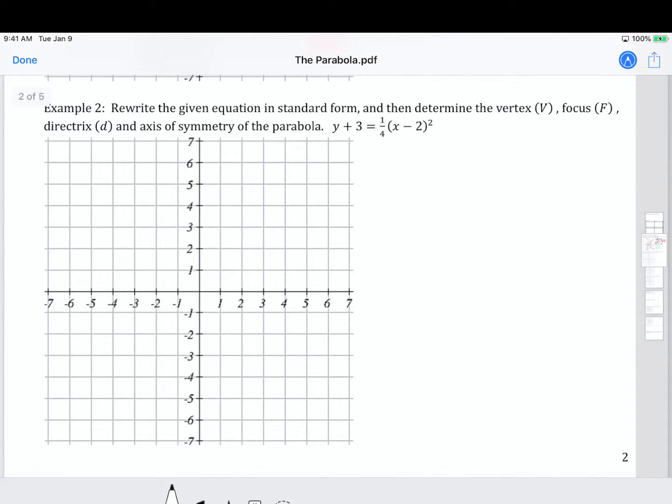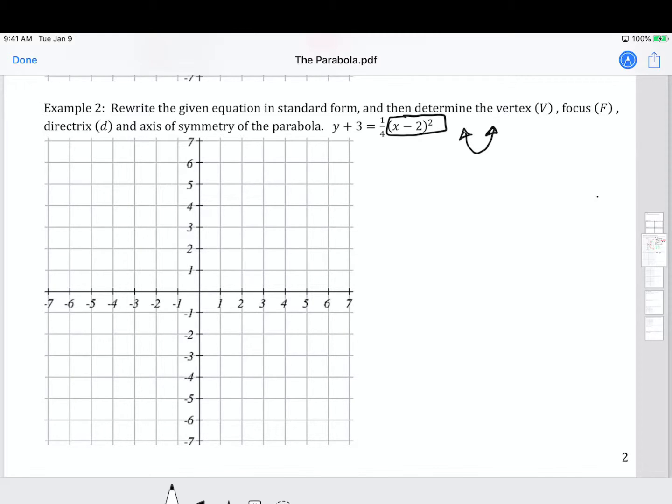Okay, next example, we have y plus 3 is equal to 1/4 (x minus 2) squared. So notice what's being squared is the x. So this is going to either open up or down. Because my coefficient is positive, it's going to open up. So this is the form of the parabola that we're familiar with, the quadratic, where it's a function.